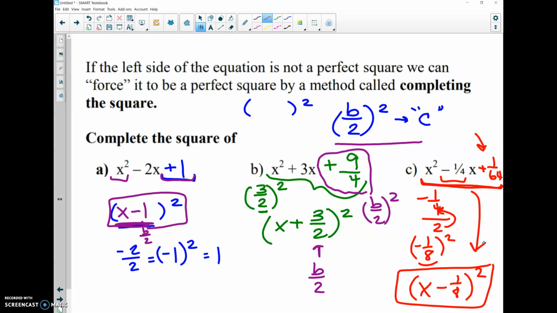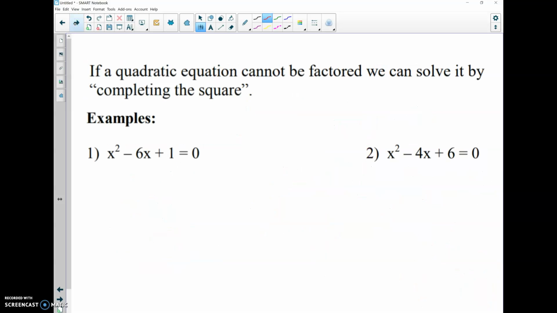Why do we want to do this? Well, this is a method if we're solving quadratic equations that cannot be factored and don't have that perfect square piece. This is just another way of solving quadratic equations. Hit pause and write down examples 1 and 2, which we're going to work with in a few seconds.